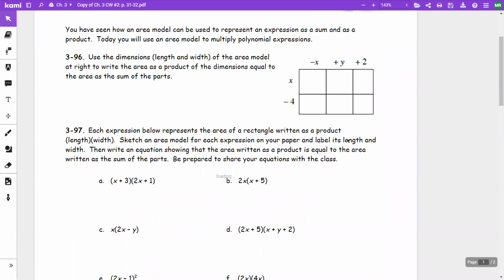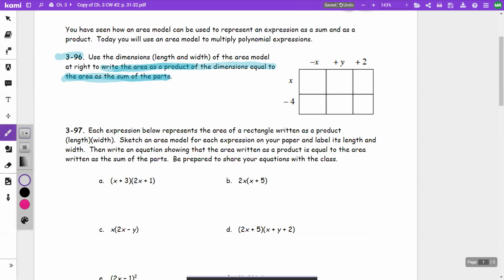So on 3-96, they are showing us one that's already ready for us to multiply out. And they want us to write the area as a product of the dimensions equal area as a sum of the parts. Okay, so area as a product of the dimensions equal area as the sum of the parts.